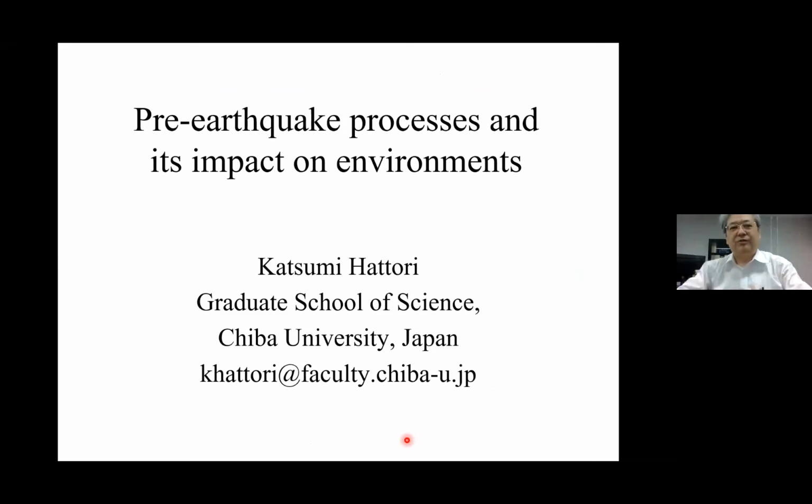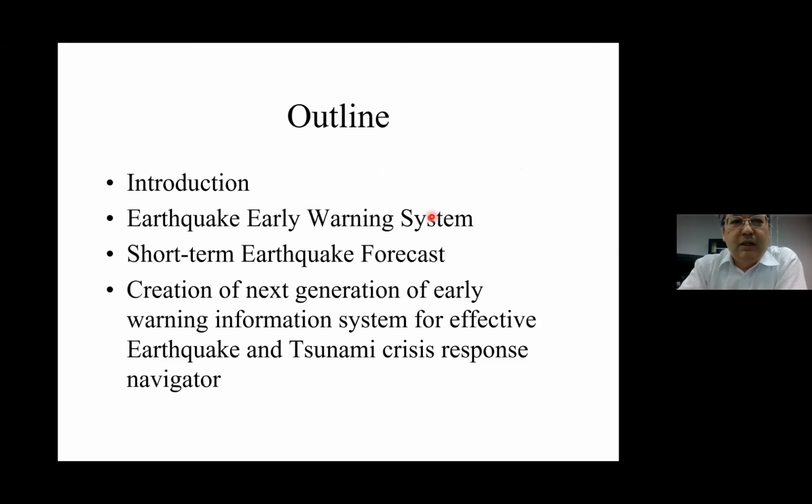Okay, now I'd like to start my topic related to the pre-earthquake process and its impact on environments. The outline of today's talk is, first, I'd like to give some introduction, and I'll give you some early warning systems, earthquake early warning systems, and then short-term earthquake forecast. And I'd like to say something about the creation of the next generation of early warning information systems for effective earthquake and tsunami crisis response, including the forecast. So this is the talk I'd like to give today.